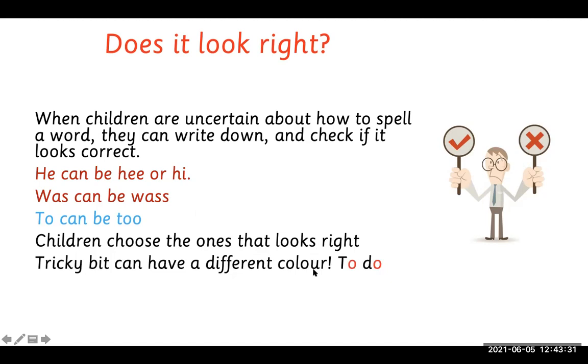Sometimes you can ask them to color the tricky bit. For example, look at this word over here, two. T is normal, and this oo is not giving the oo sound, but it's a letter O giving an oo sound. So we have done the color red.